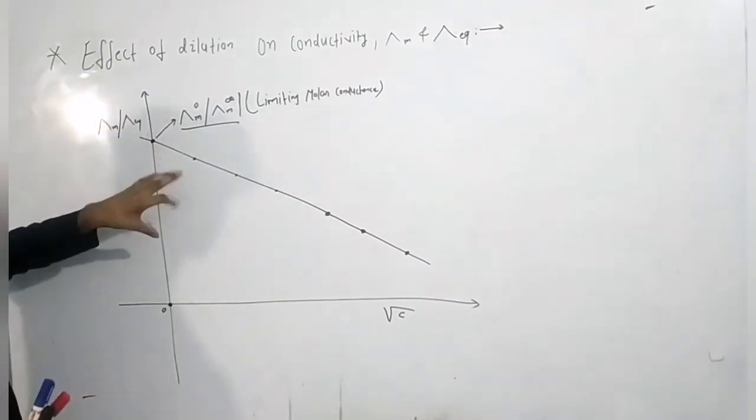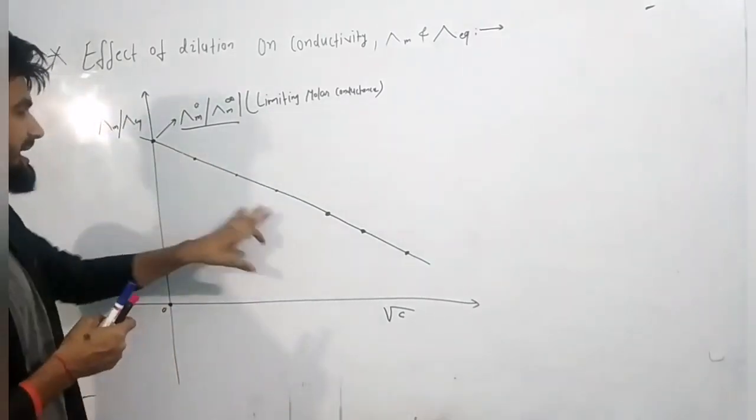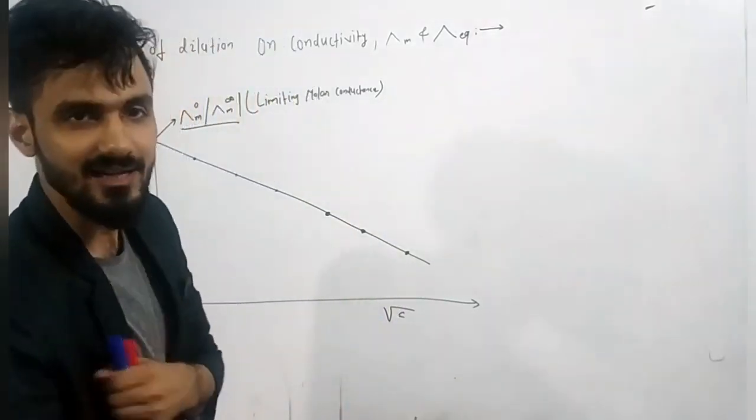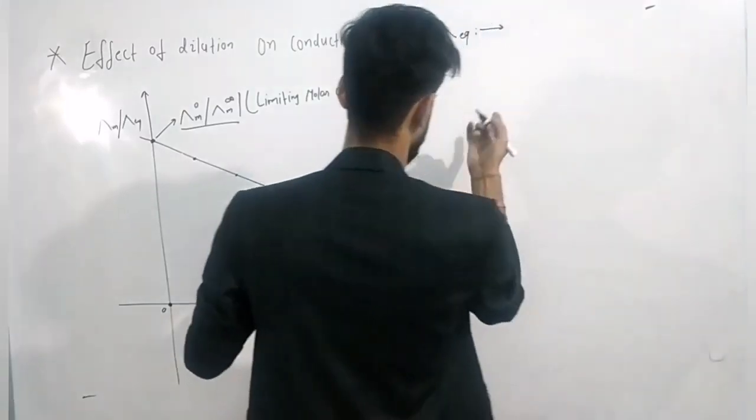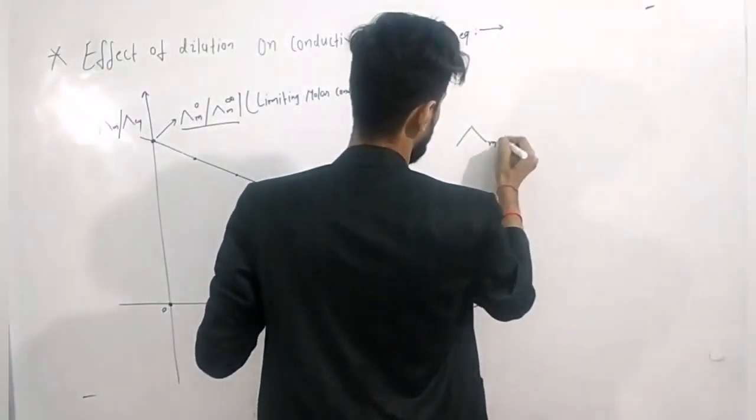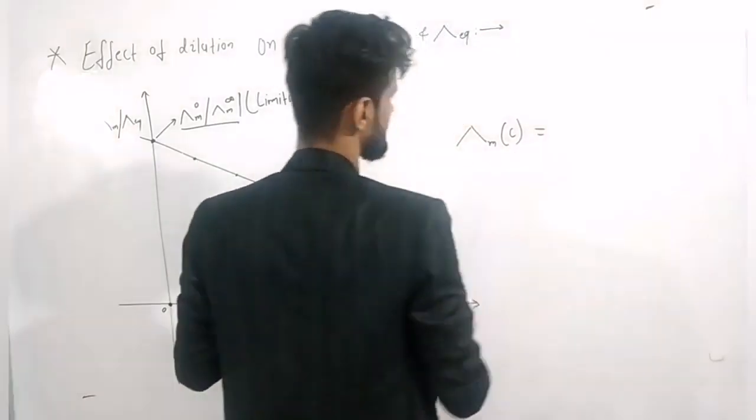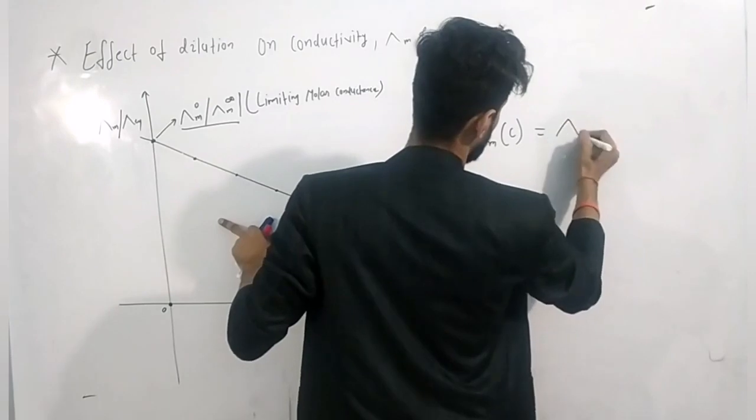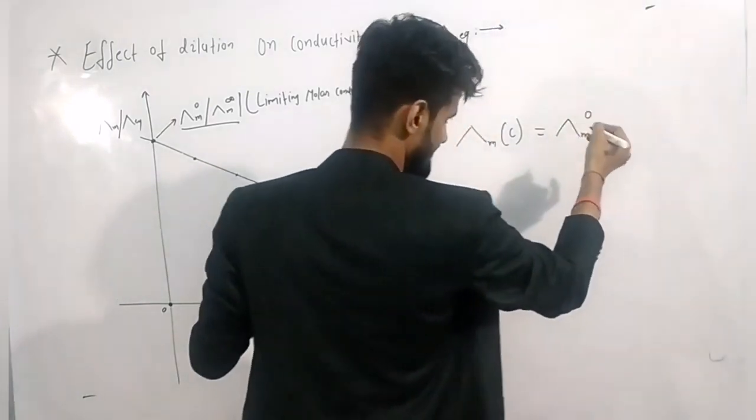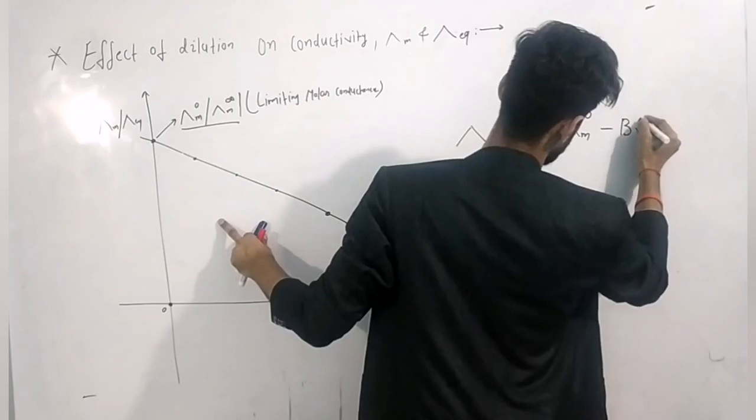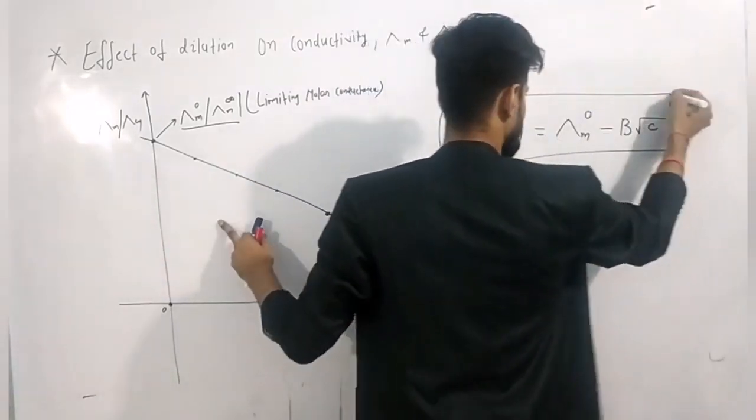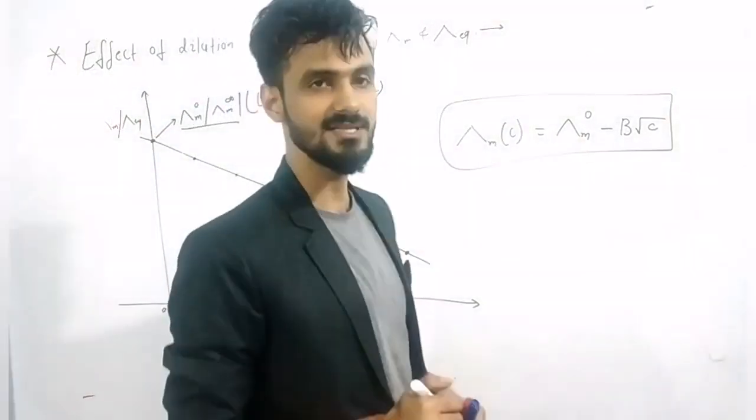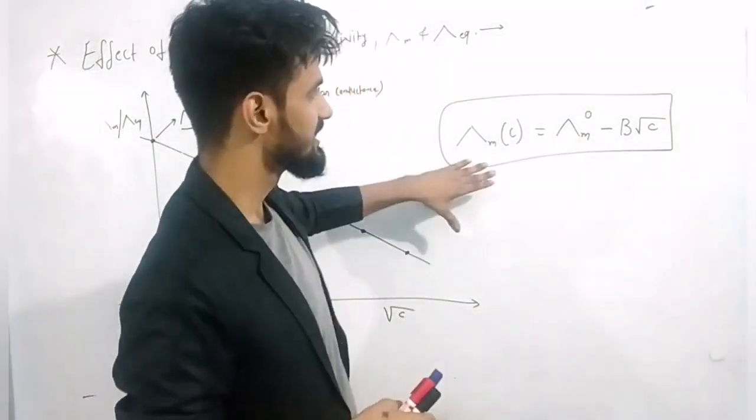Now if you see this graph, it is a straight line having some positive intercept and a negative slope. So there must be an equation of a straight line. How will we define the equation here? Kappa molar at any particular concentration equals the positive intercept, kappa molar at 0 concentration, minus B root over C. And this equation is totally empirical. You can't derive this equation on a theoretical basis, so you just have to remember it.